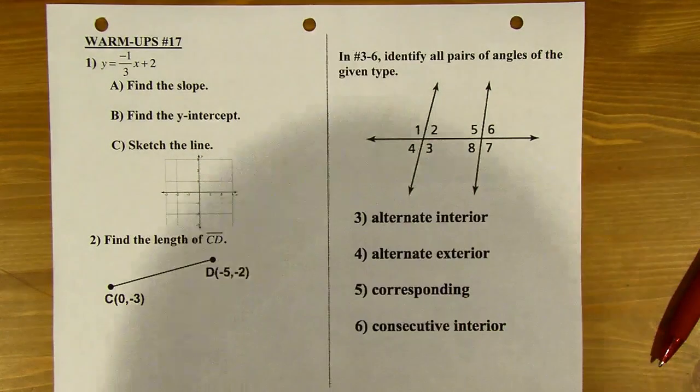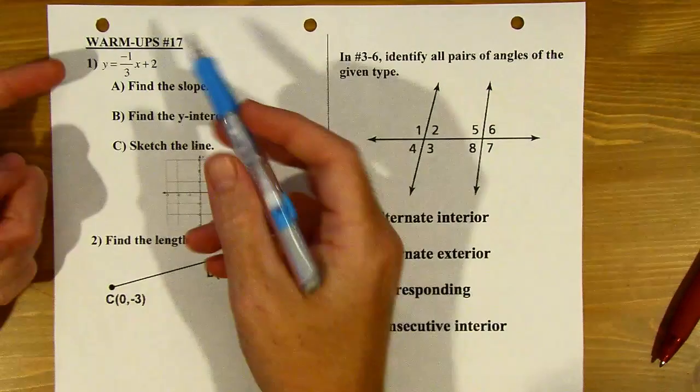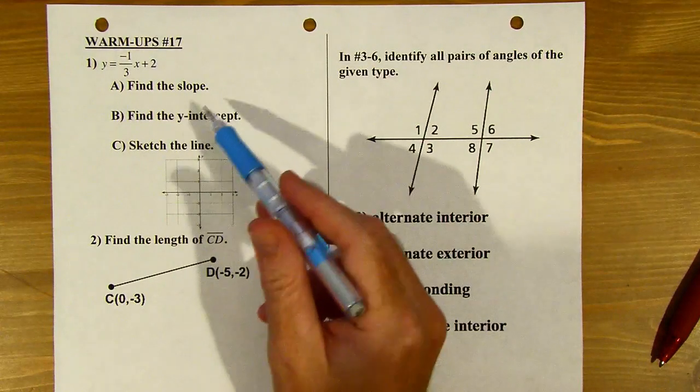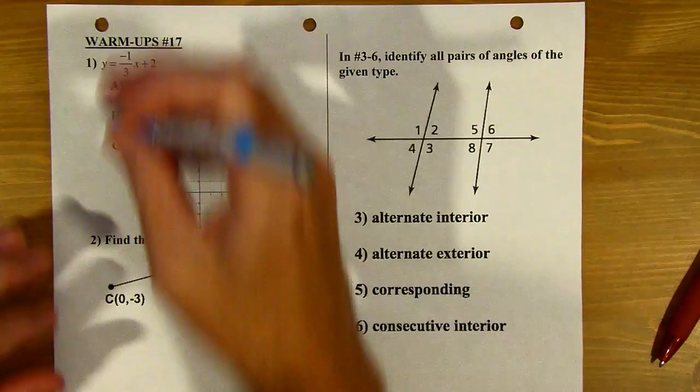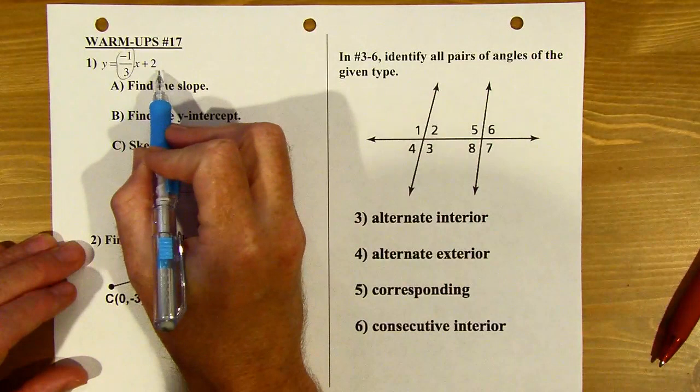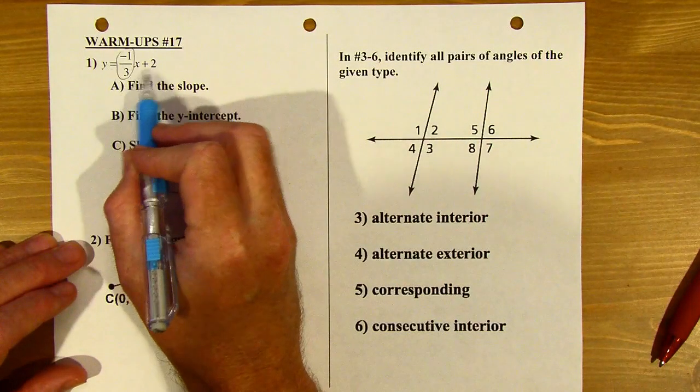Okay, here's warm-up number 17. I've got a linear equation here. I'm going to sketch the straight line. First, I'm going to find the slope and the y-intercept. So the part in front, this is in y equals mx plus b form. Y equals something times x plus something.